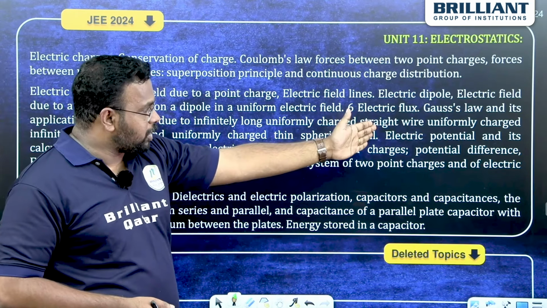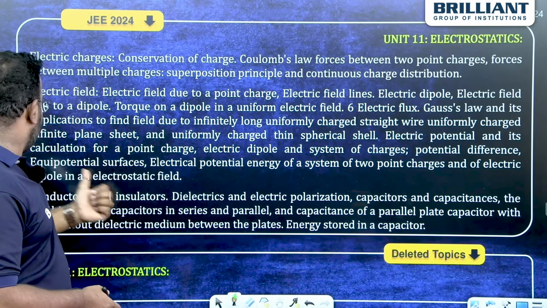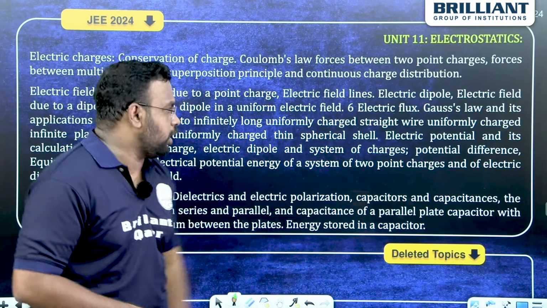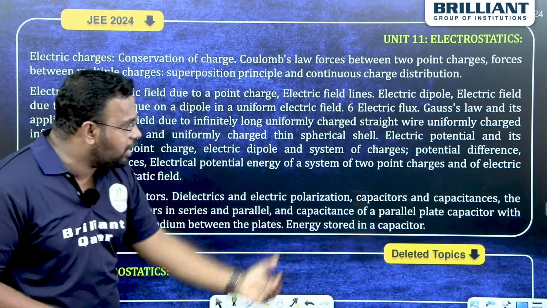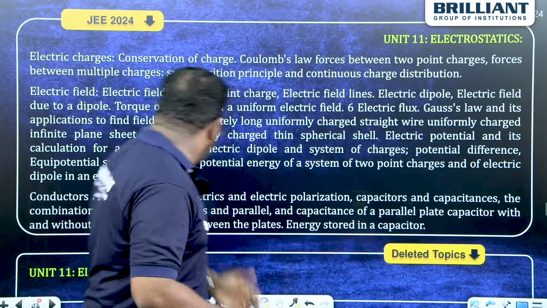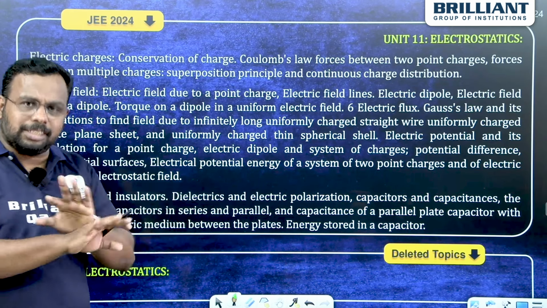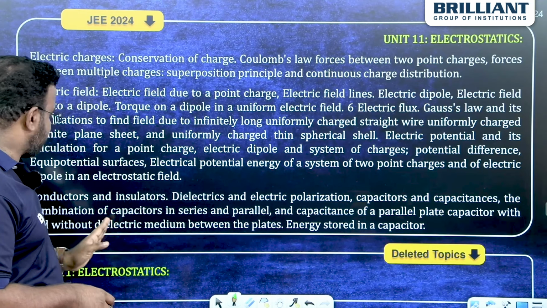So that's all from the first chapter, electric charges and fields. Then potential, electric potential and its calculation for a point charge, dipole, system of charges, and then potential difference, equipotential surfaces, electrical potential energy of a system of 2 point charges, and of electric dipole in an electrostatic field. So altogether, you can see, it is the board syllabus from the chapter electrostatics.